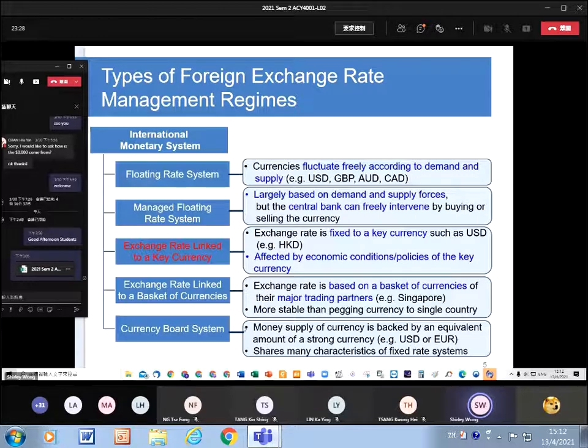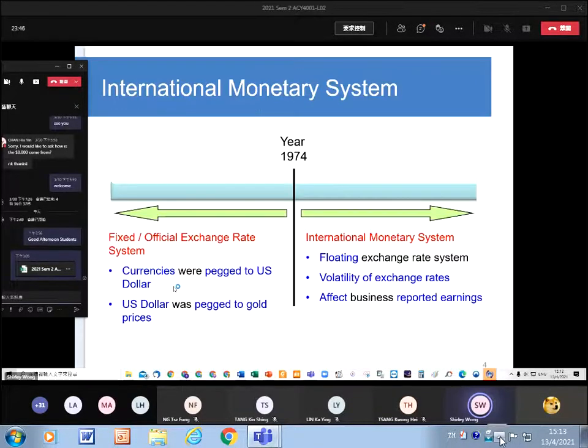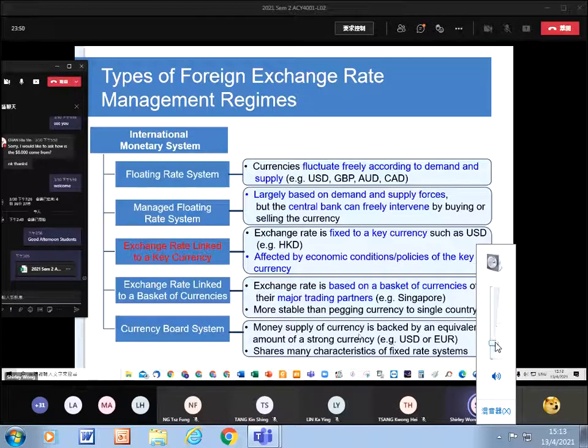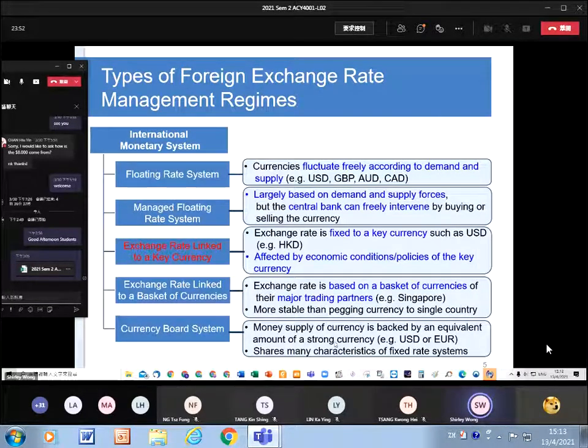And then another one is a kind of currency board system. In this system, the money supply of the currency is backed up by an equivalent amount of a strong currency. So they will look at some strong currency like USD and Euro, and then they will have a fixed rate. Therefore, they will look at some strong countries' currency, and then follow the fixed rate system on that. So there are some countries that follow this rule.